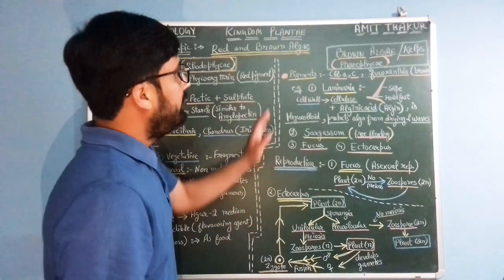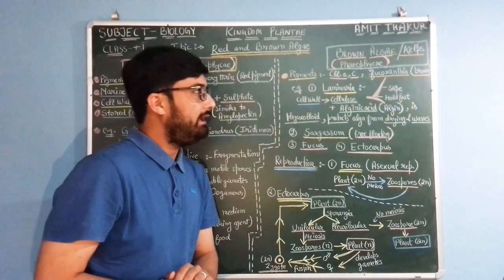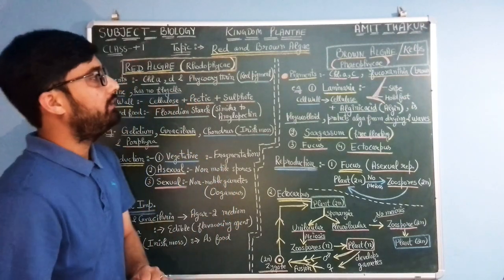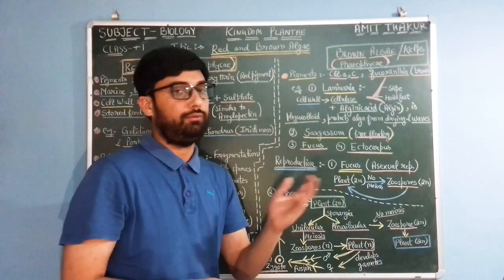Okay. Now brown algae, which is also known as kelps, Phaeophyceae or Phaeophyta.